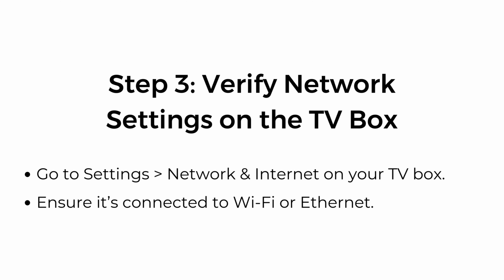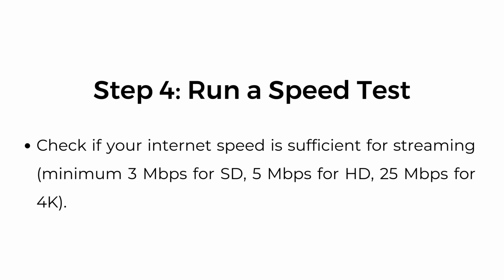Step 3. Verify network settings on the TV box. Go to Settings, Network, and Internet on your TV box. Ensure it's connected to Wi-Fi or Ethernet. Step 4. Run a speed test. Check if your internet speed is sufficient for streaming: minimum 3 megabits per second for standard definition, 5 megabits per second for high definition, 25 megabits per second for 4K.